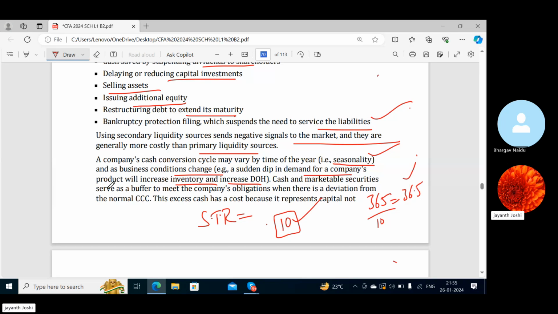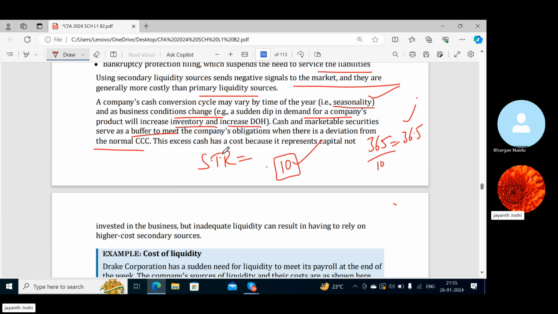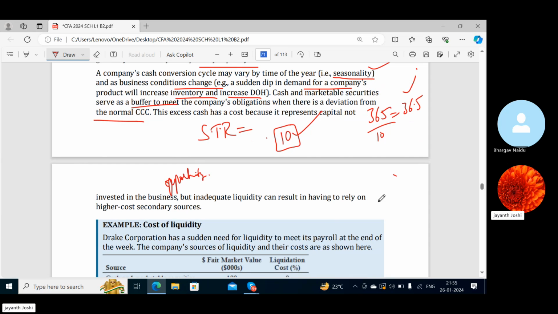So cash and marketable securities serve as a buffer to meet the company's obligations when there is a deviation from the normal cash conversion cycle, of course. And this excess cash has a cost because it represents capital not invested in the business. I spoke about opportunity cost just now. Instead of investing that money into your business or other investments, you have to use those funds to save your business from crisis. But inadequate liquidity can result in having to rely on higher cost secondary sources. That is an even worse situation for your business.